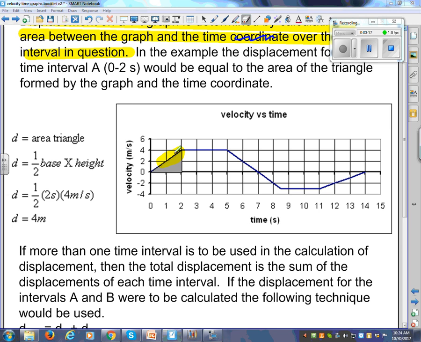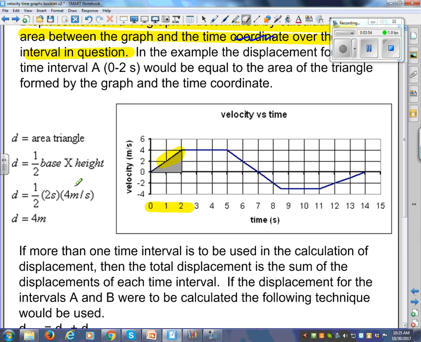Now, this is a triangle, and you should remember from about grade 5 or so that the area of a triangle is half the base times the height, right? So the base is from 0 to 2, so the base is 2 seconds, and the height is from 0 to 4, so the height is 4, and if you include units, that's 2 seconds and 4 meters per second. And if you multiply that all out, 1/2 of 2 is? 1/2 of 2 is 1, times 4 is 4, right?